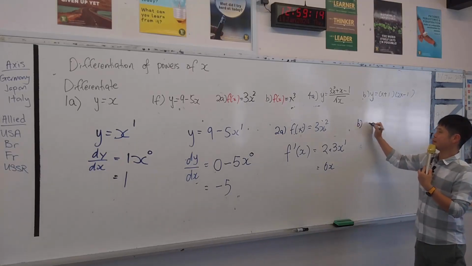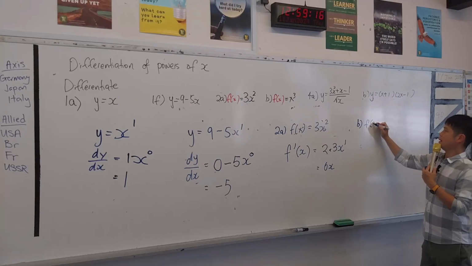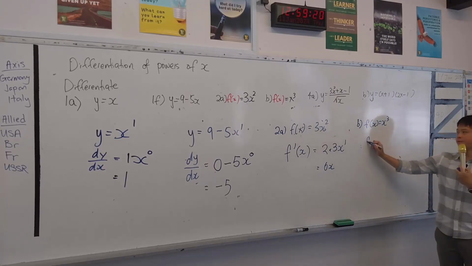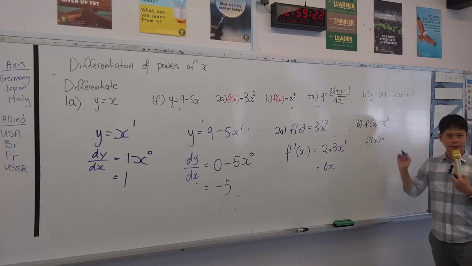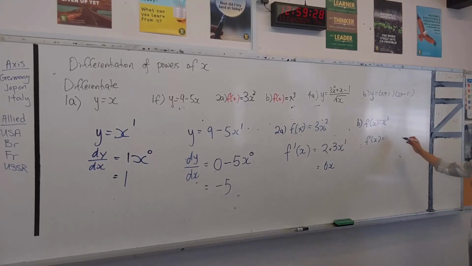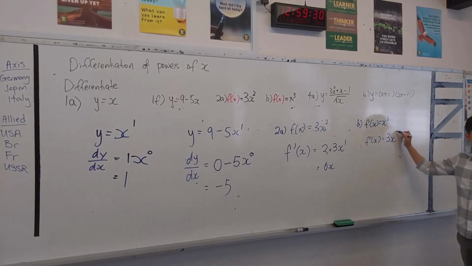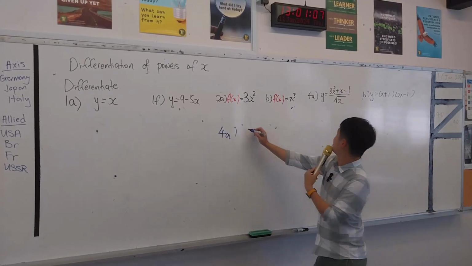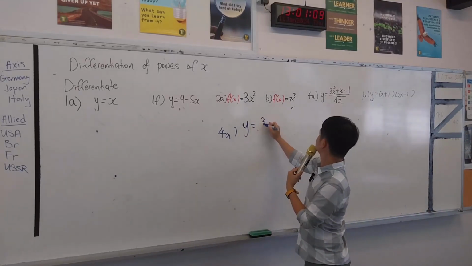So 2b, f(x) equals x cubed. What is f prime x? I will call it f prime x. Jacob. Bring down the power, minus 1. So people do it like that. Change the square root to power half. Good idea. Okay, let's try that.